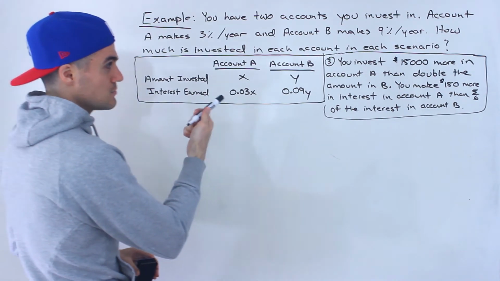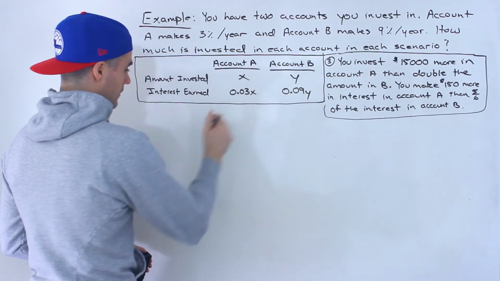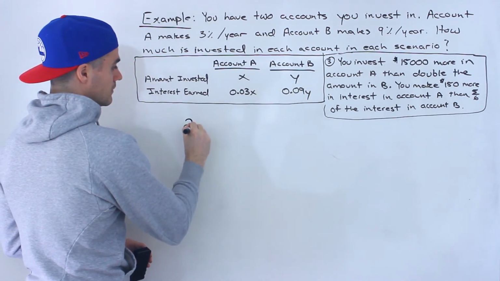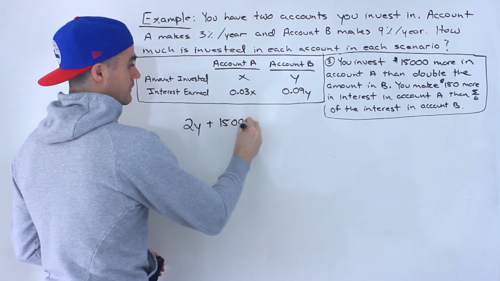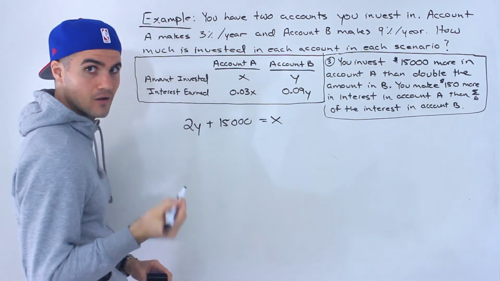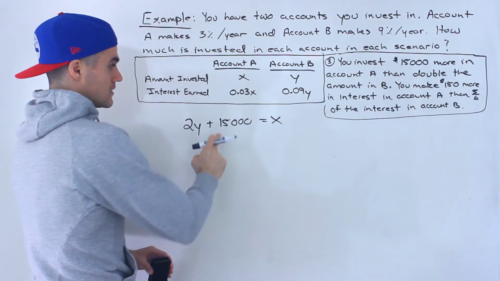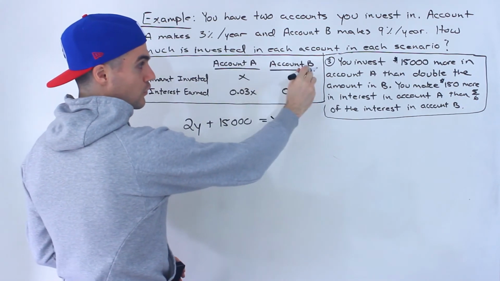You invest 15,000 more in account A, then double the amount in account B. So if we double the amount in account B and then add 15,000 to that, that's going to give us the amount invested in account A. So that's the equation, given these variables here for the first sentence.